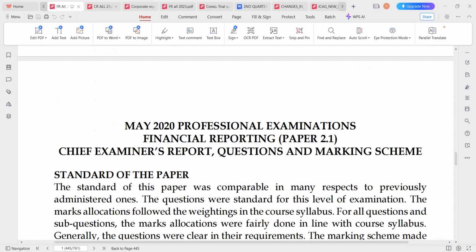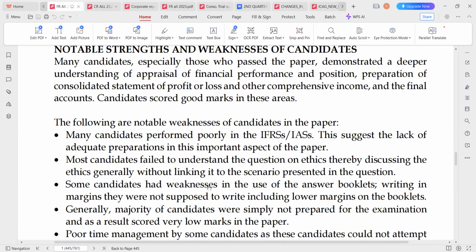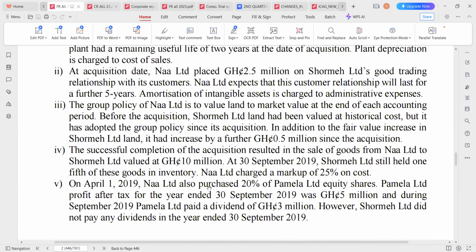May 2020. 2018. Good. Is it 2018 or May 2020? May 2020. What we just looked at was 2018, and that one is corporate reporting. This is financial reporting. The same thing came in financial reporting 2 years after. Exactly 2 years after, the same question dropped.